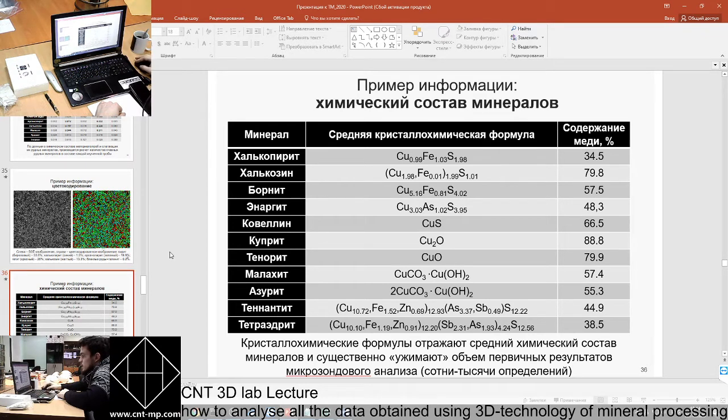Also, we can analyze the real chemical composition for each mineral and analyze how much they contain.